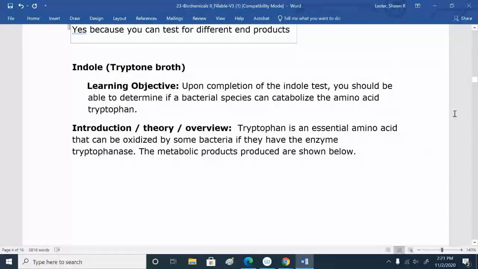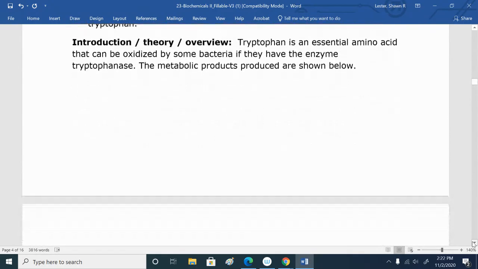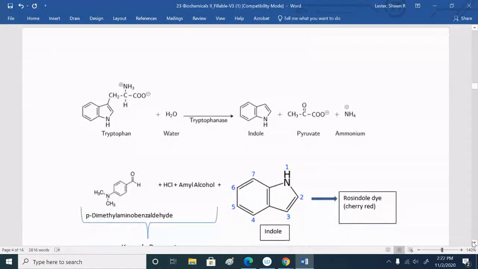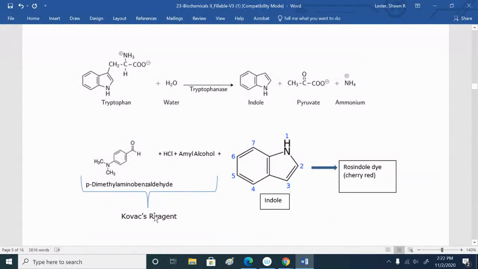So indole is made from tryptophan, and tryptophan is an amino acid. And so the enzyme that converts tryptophan into indole is tryptophanase. Imagine that, right? So some bacteria produce the enzyme tryptophanase, which can break down tryptophan into indole. And then we can easily test for indole using Kovacs reagent. And this is Kovacs reagent, which does contain hydrochloric acid, so you have to be careful with it. But we're looking for the production of indole.